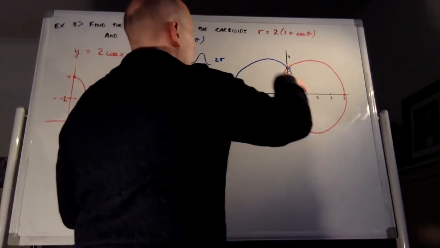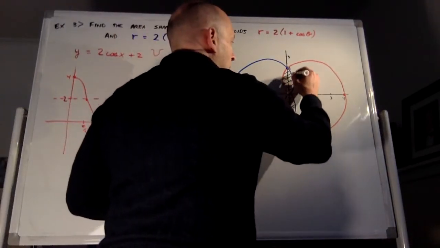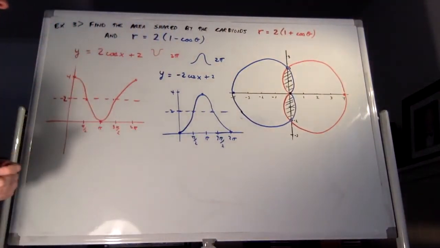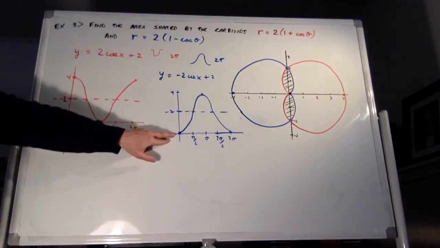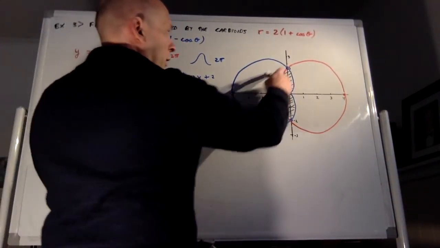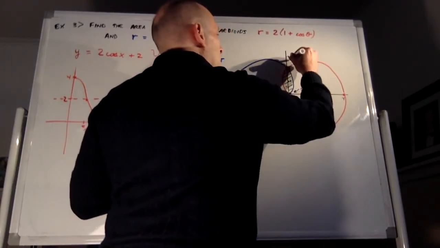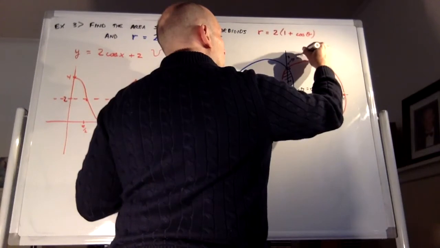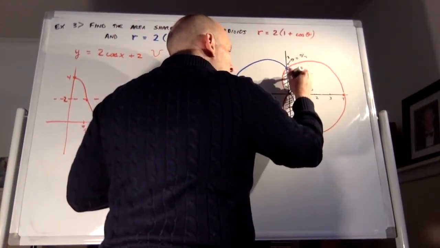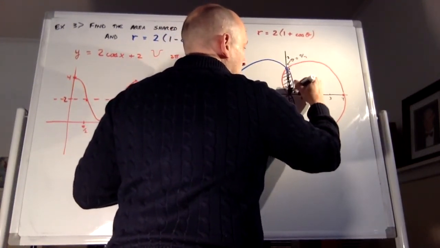Maybe I'll focus on the blue one, r equals 2 times 1 minus cosine theta. Because I know as I sweep with my radii through this, when we were at 0 on the blue one, we were at the pole, right? And then when we got to pi over 2, we were at 2. So on the blue curve, we were here when theta was 0, and then here when theta was pi over 2. So if I rotate my angle this much, and this much, and eventually get to pi over 2, then I'm going to get this area right here.